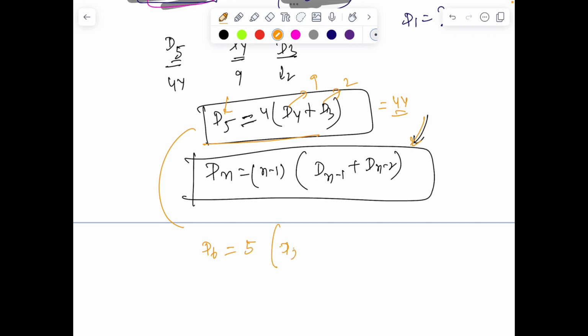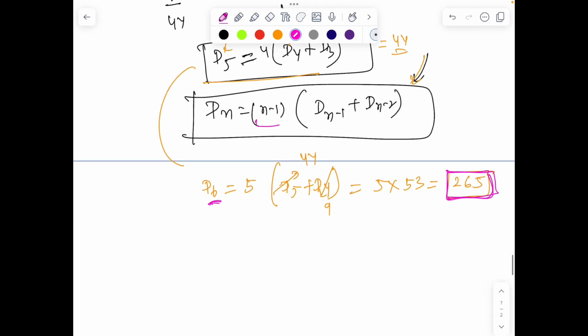From here you can get the next element also, D6. That's going to be 5 times D5 plus D4. Now what is D5? It's 44. D4 is 9. So 5 into 53 will give you 265. So the way to remember D6 is, in a year we have 365 days, so it's less than 100. Okay, it's 265.